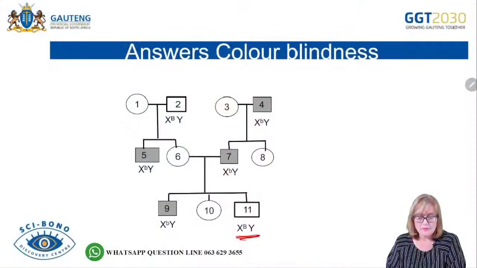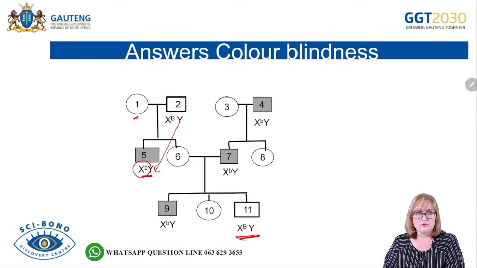Now, let's look at number 1. Can you see number 1 there? She's got an affected son. Number 5 is affected by this. So where did he get that affected allele? He couldn't get it from his father. The father is giving him the Y chromosome. He can't get the Y chromosome from his mother. It doesn't work like that, hey? You must know that by now.